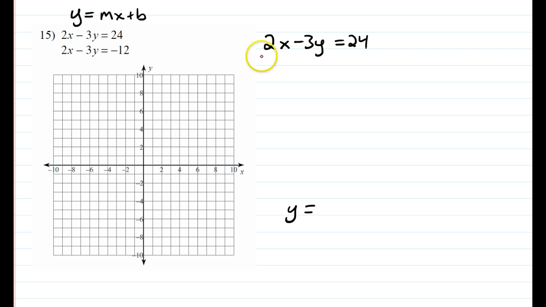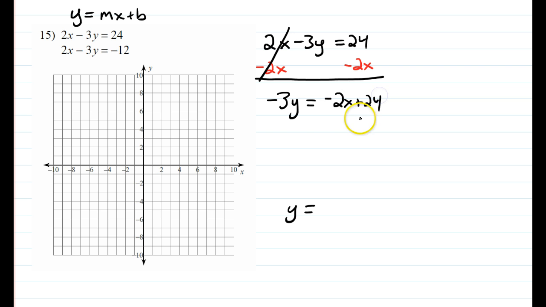So since this is a +2x, we're going to subtract 2x from both sides. Now even though I write the 2x underneath the 24, since they're not like terms, I can't actually combine them, and so I just have to write -2x plus 24. Now I need to get rid of the -3. I divide both sides by -3.